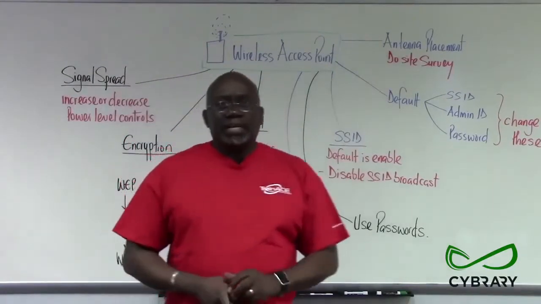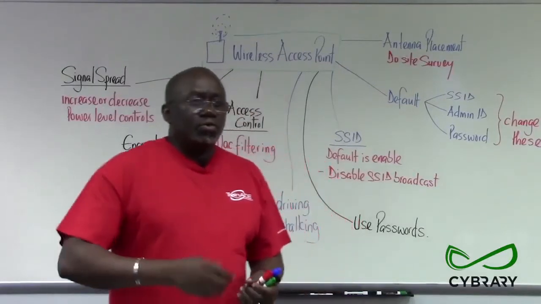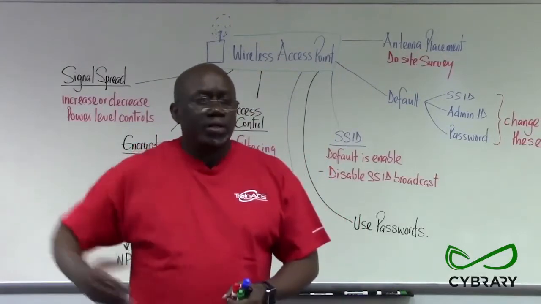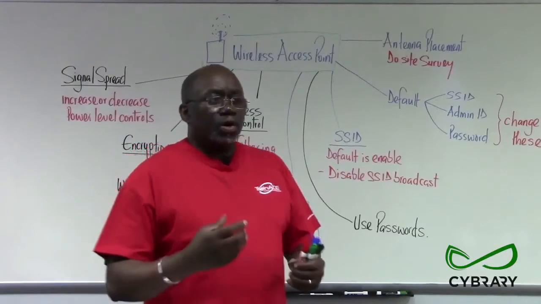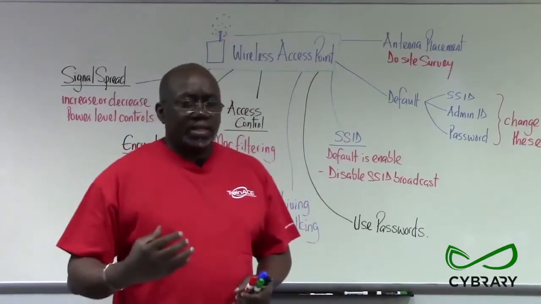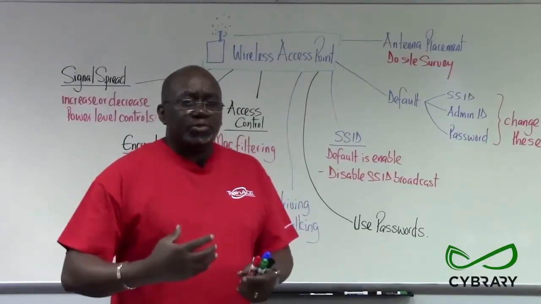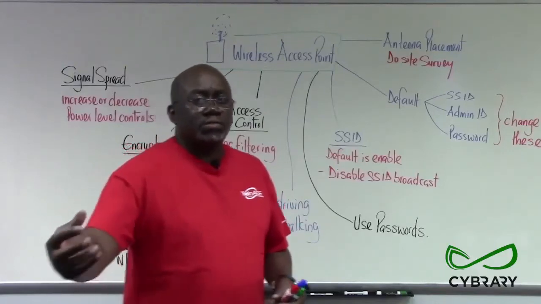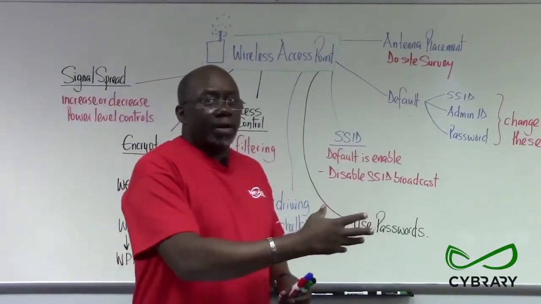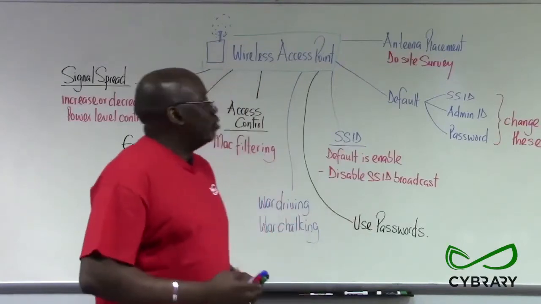Where do we put the antenna such that there's a good signal spread to all the devices on the network? We also want to consider the location of the antenna to limit access to it physically so someone doesn't take it and walk off the network. So we have to do a site survey.